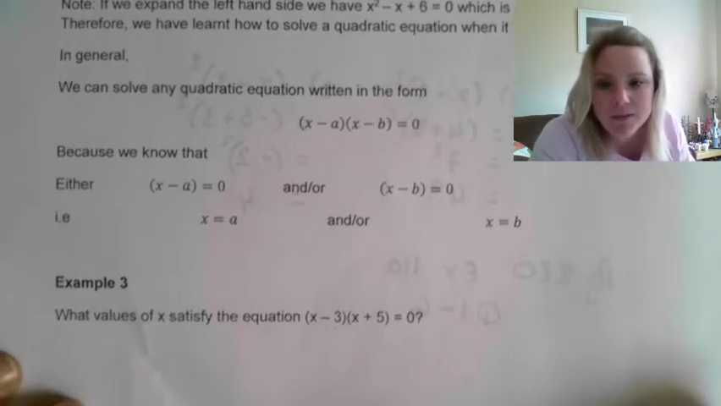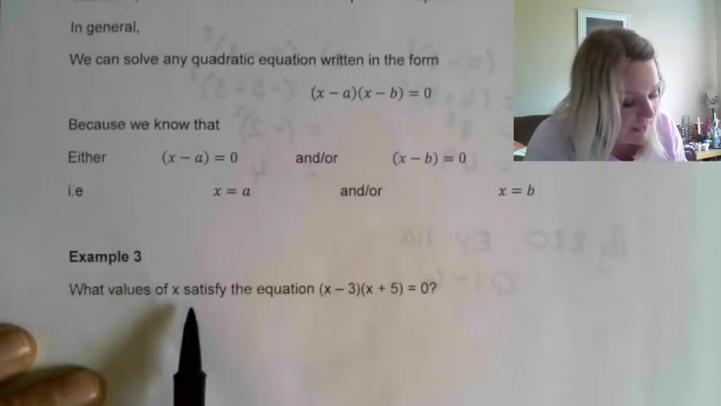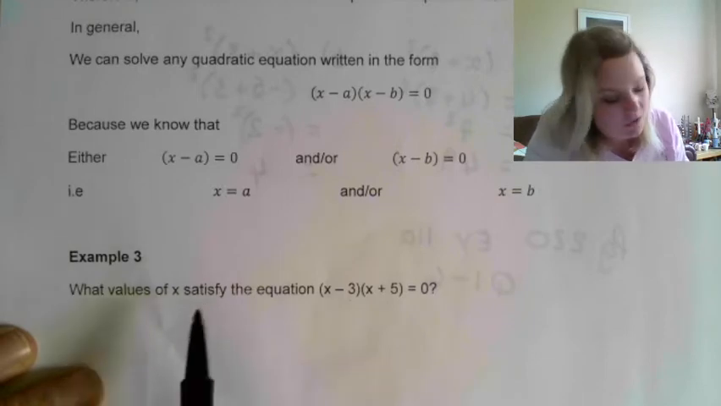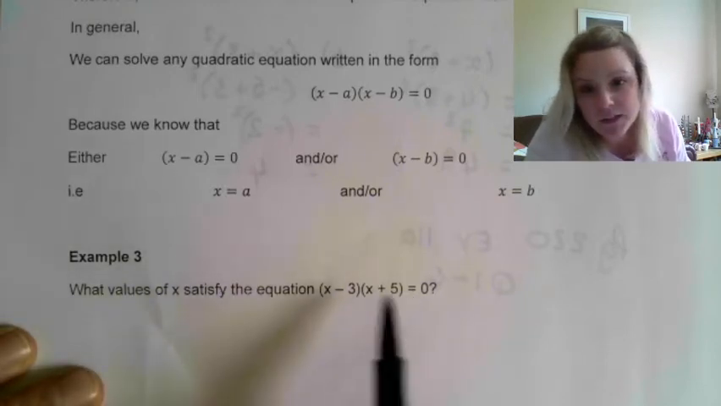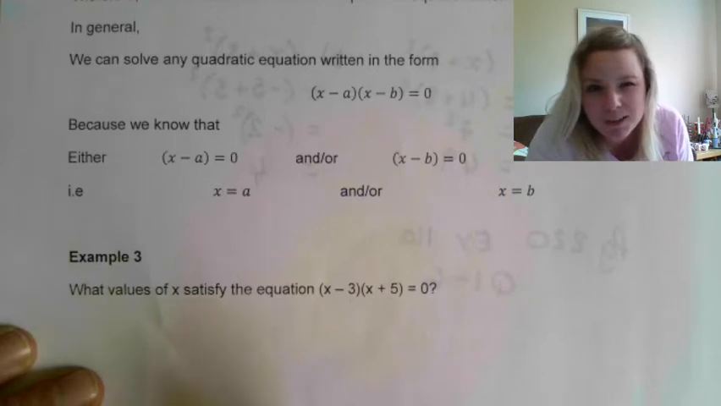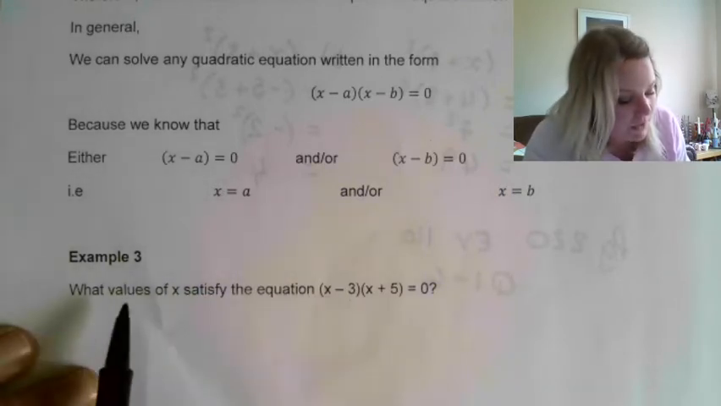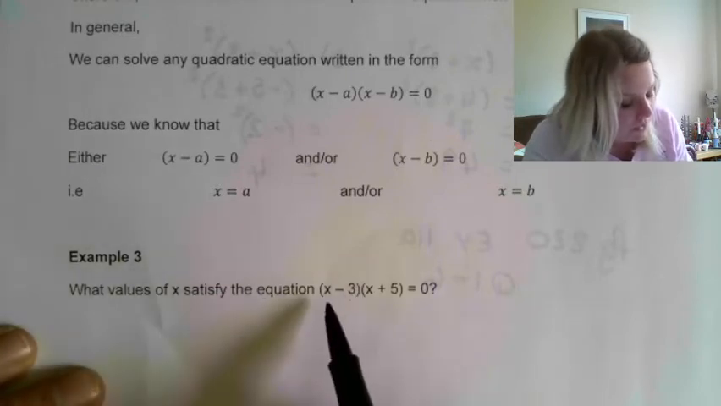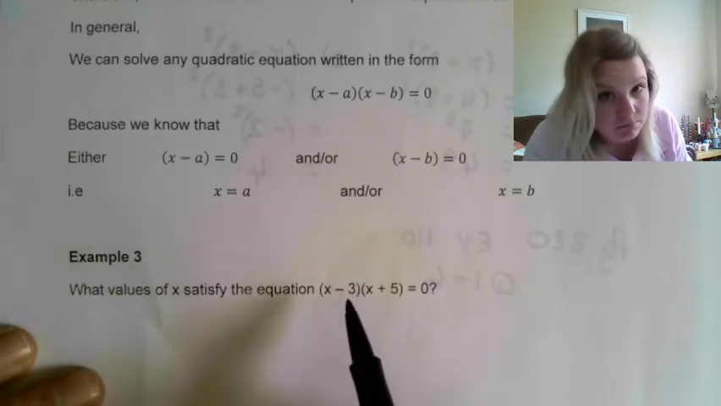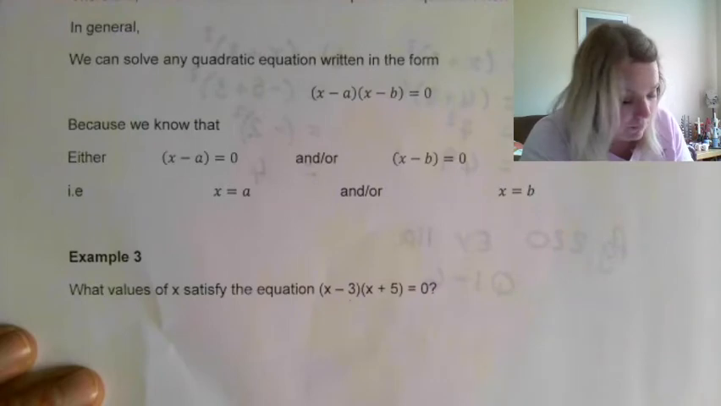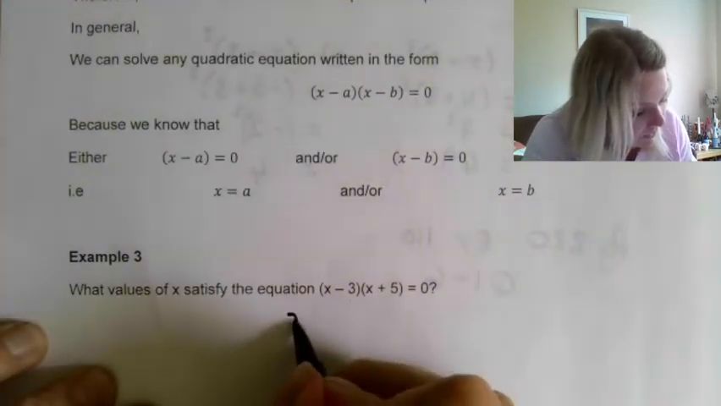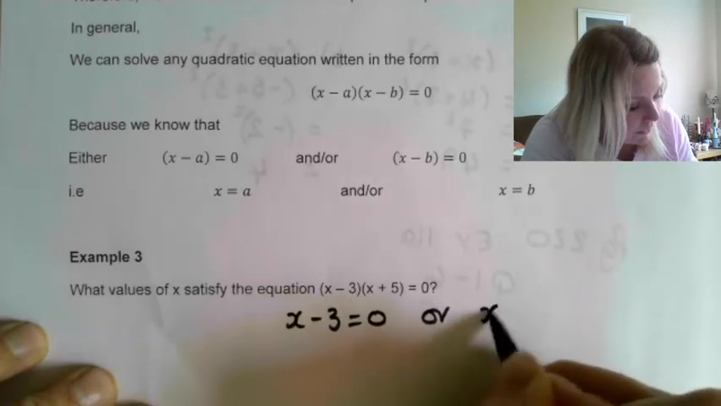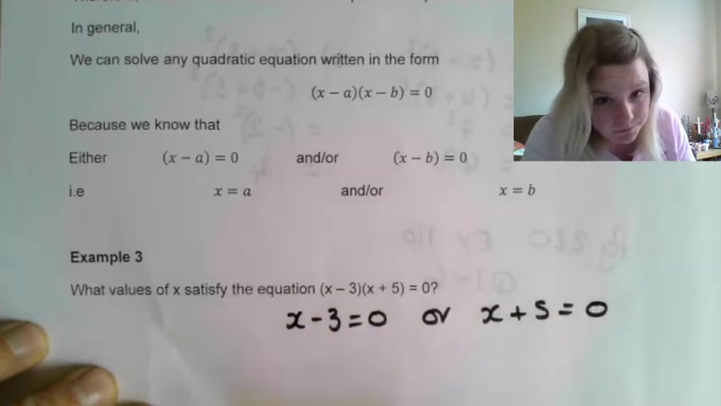So example 3, what values of x satisfy the equation? That just means what value of x could you put in here to make this statement be true. And because it says values, that's your hint that there's more than one of them. So if x minus 3 all multiplied by x plus 5 equals 0, then either x minus 3 equals 0 or x plus 5 equals 0.